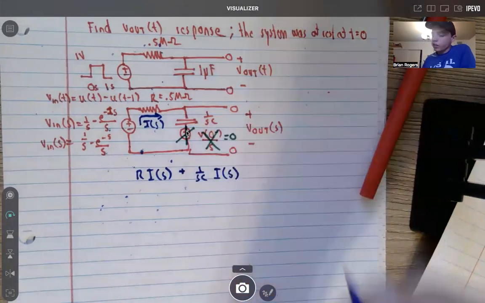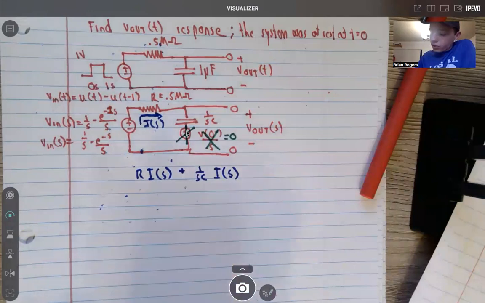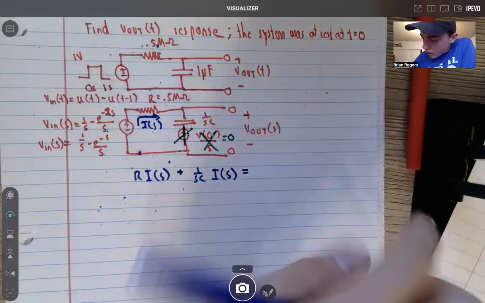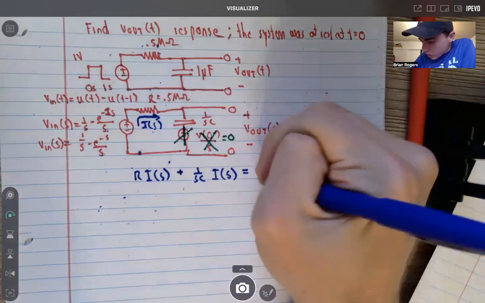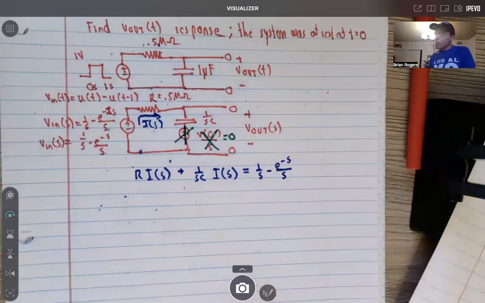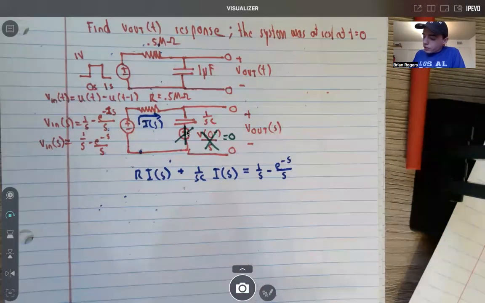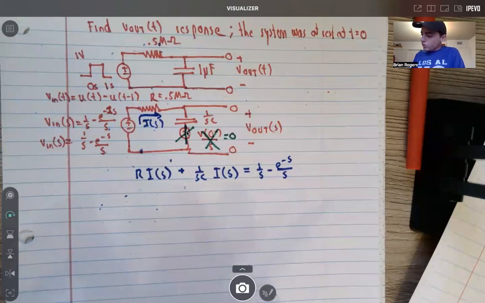And then that is going to be equal to the voltage on the source. So the voltage on the source is given by 1 over s minus e to the negative s over s. And so now we got the voltage on the source. We got everything, and we're trying to find V out of s. So how are we going to find the voltage in particular on the capacitor?